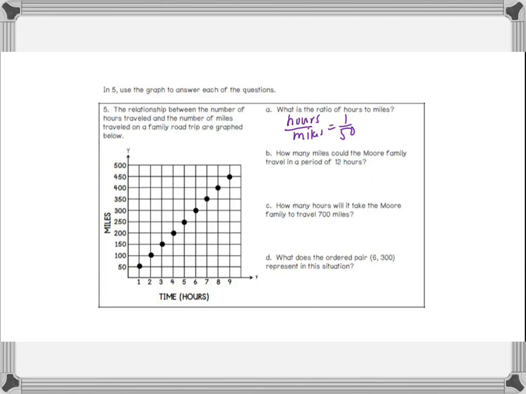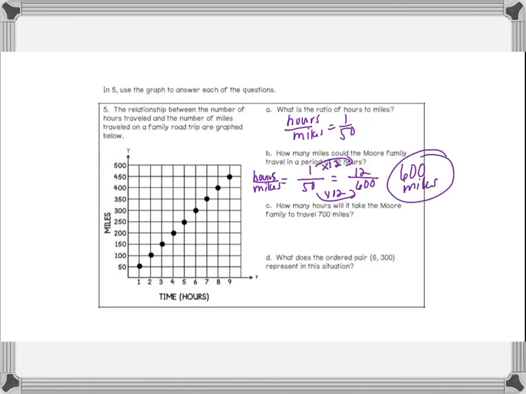So then we've got to figure out how many miles they could travel in 12 hours. So we're going to set up that proportion. It's going to be hours to miles. So 1 hour is 50 miles, so we've got to figure out for 12 hours. So we are going to find that relationship from 1 to 12 means we're multiplying by 12. So we have to multiply 50 by 12, and that's going to give us 600. So they'd be able to travel 600 miles.